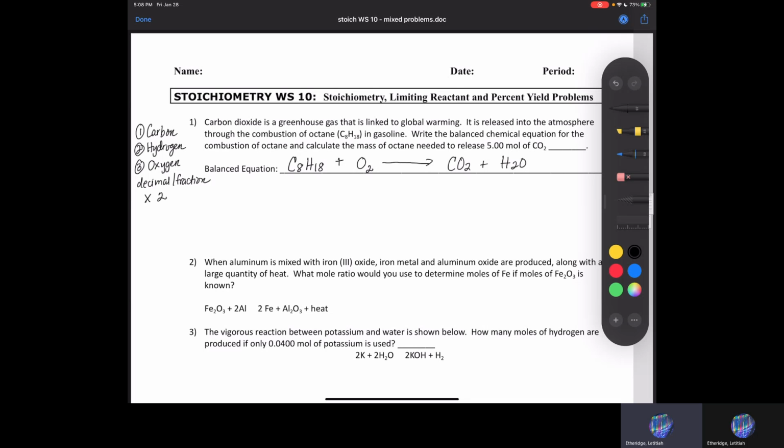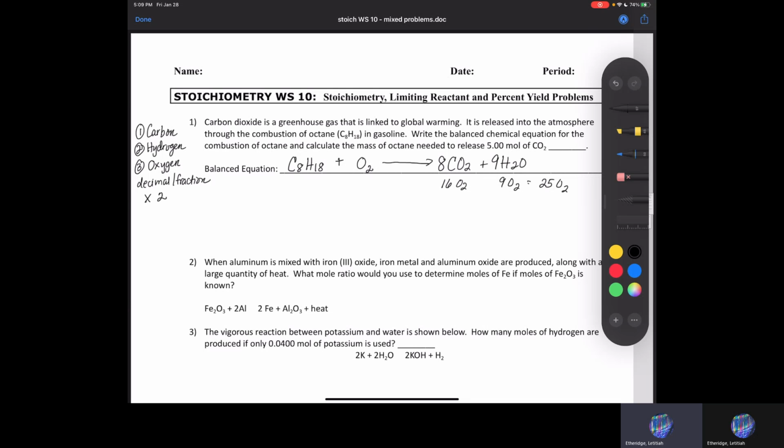I have 8 carbon on one side. That means I need 8 on that side. So remember, whenever you're trying to balance, you're going to use coefficients, not subscripts. All right, I have 18 hydrogen on one side. That means I need 18 to get that. I'm going to put a 9 on the right side, and then I need to deal with my oxygen. So I have 16 oxygens here. I have 9 oxygens here. That gives me a total of 25 oxygens.